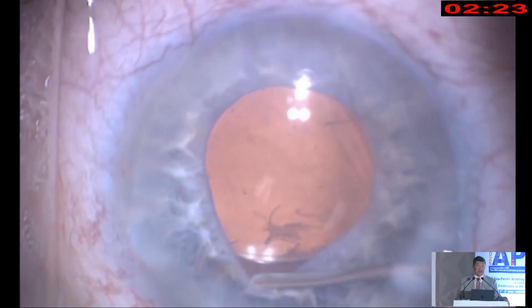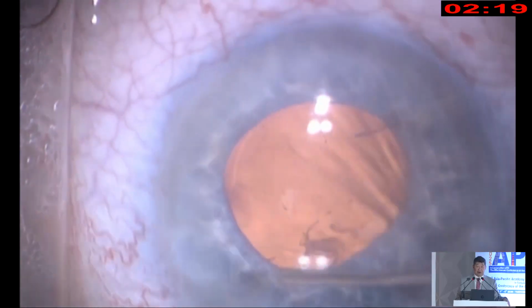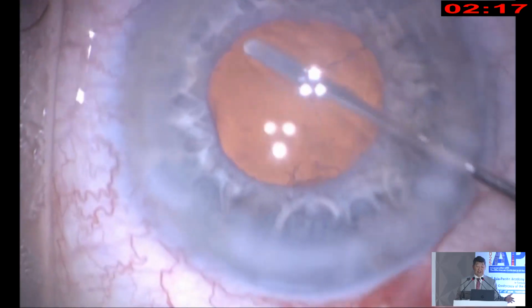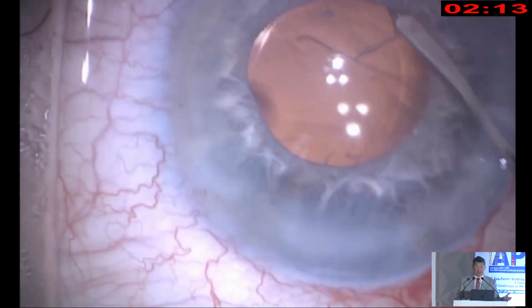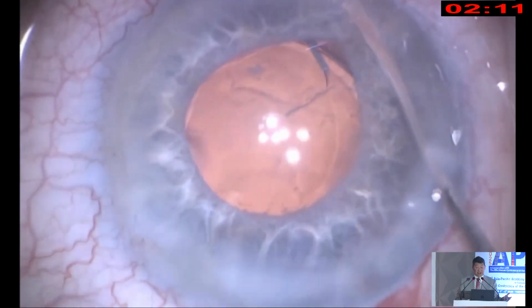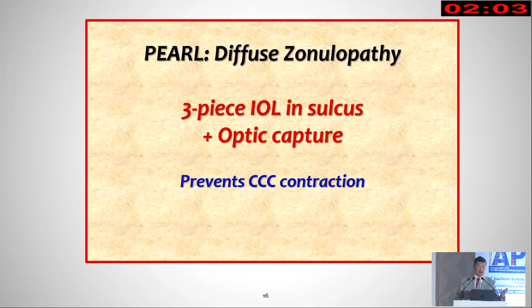So what's nice about this is if you don't have the hardware there, because you're doing a pseudoexfoliation case, you're not sure, you didn't anticipate this, and I got through this, this is a way that, wow, I can just put this in the sulcus. All right. So why capture? Well, you now have a way to, there's a CTR in. I do think you want to have the CTR in.